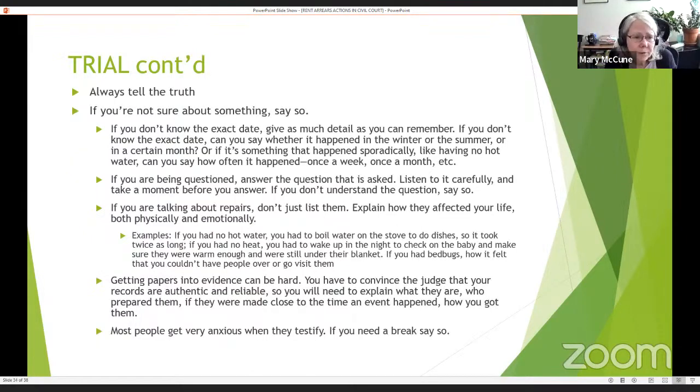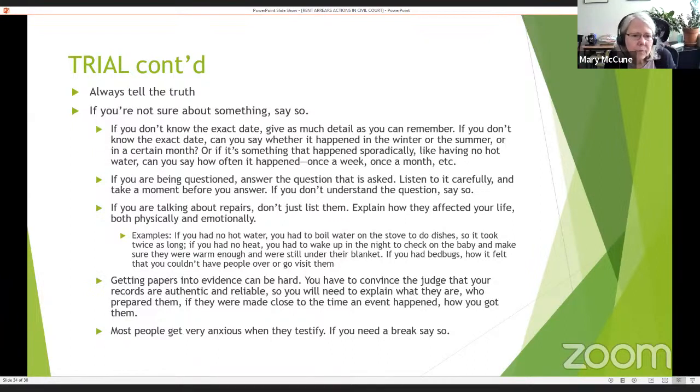Other tips, always tell the truth, because if you don't, you're not going to be able to keep track of stuff, and you're going to be inconsistent in your testimony. And judges, they may not always know when someone's lying or telling the truth, but they have a sense. They've been doing this a while. If you're not sure about something, say so.